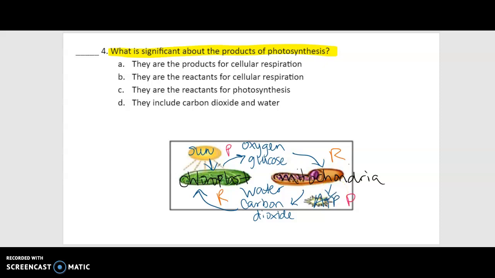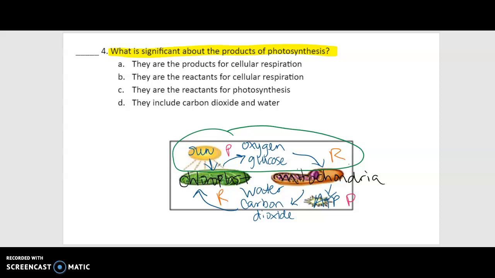So if you look here, photosynthesis is on the left, happening in the chloroplast. Cellular respiration is on the right, happening in the mitochondria. The products for photosynthesis, alright, are on top, so they've become the reactants for cellular respiration.